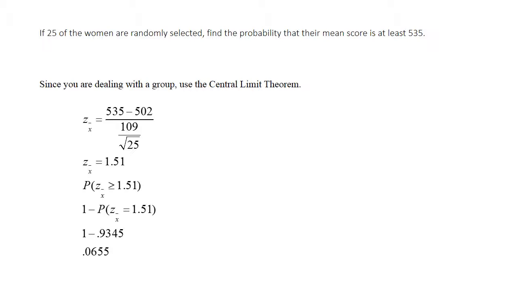The z-score is 1.51. So we're going to find the probability that our z-score is greater than or equal to 1.51. The area is 0.9345 when the z-score is 1.51. Again, since it's a greater than problem, we have to subtract 1 minus 0.9345 to get an answer of 0.0655.